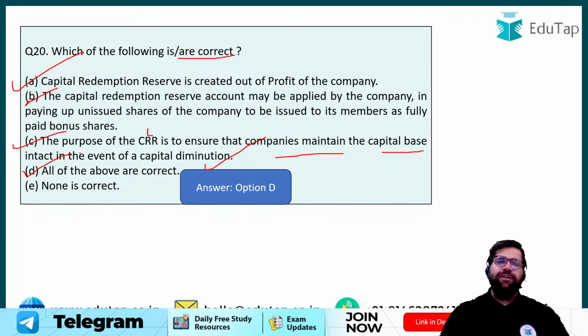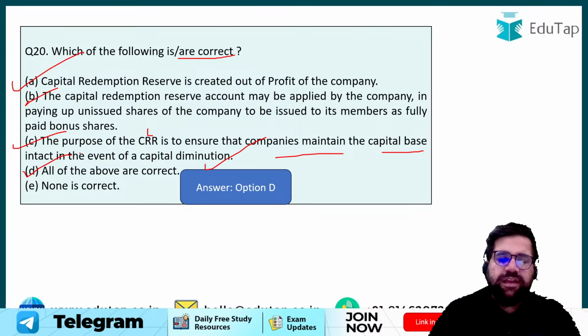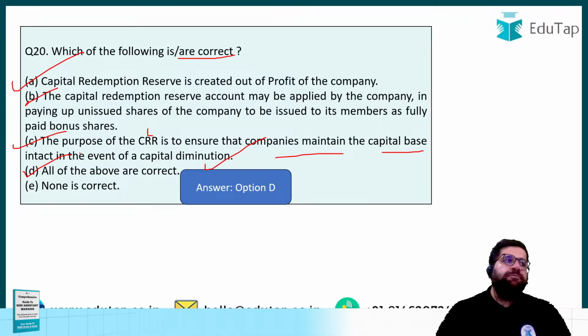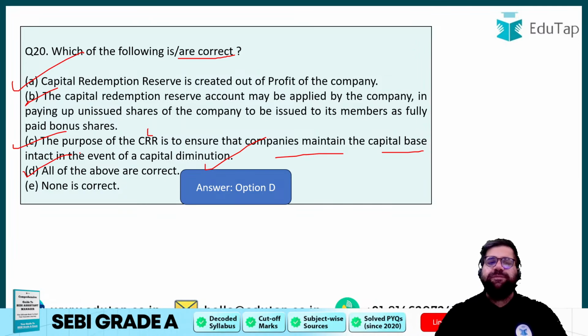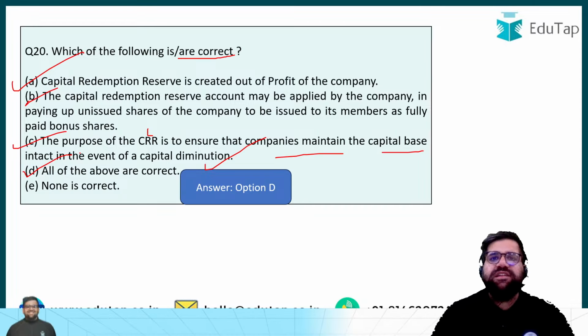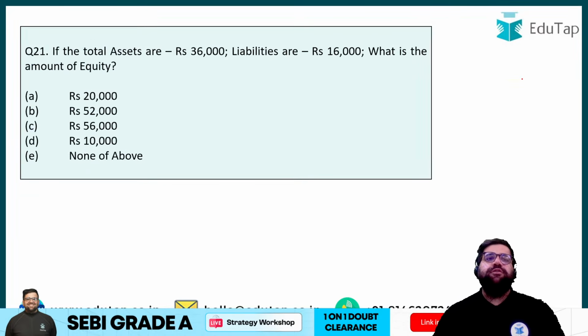Very basic stuff. This is what the basic objective of capital redemption reserve is. Even if I have done certain redemption of the capital, I should have enough balance in my capital redemption reserve. This basically ensures that your business is safe. So come on, we have done half of the questions, 20 more questions to go. Let's move ahead to question number 21.